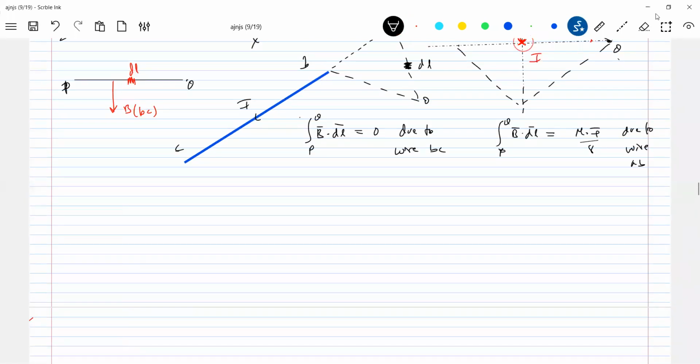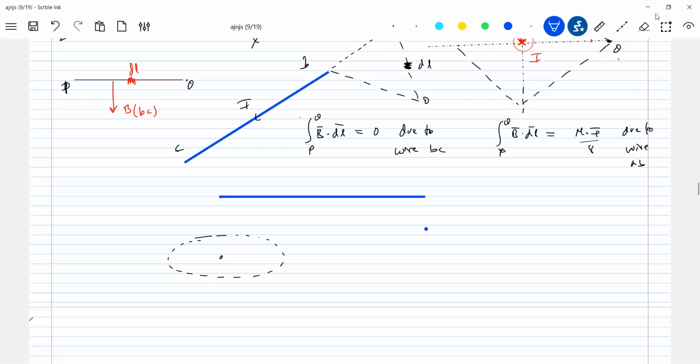Okay, now, if it is, there's a loop, because we have, just now we have made it. I'll bring a wire like this. Semi-infinite wire, let it be.